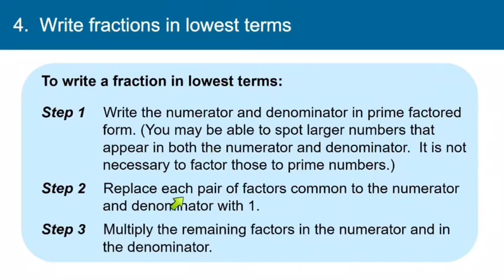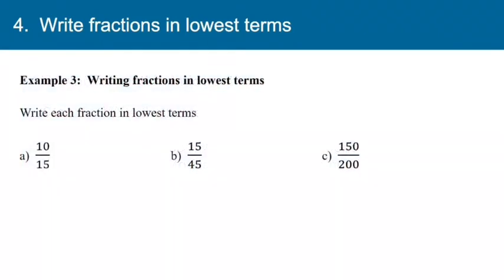Step 2, replace each pair of factors common to the numerator and the denominator with 1. In other words, let those like factors that are in the top and the bottom cancel out. Remember, it has to be a top and a bottom factor. You can't have 2 3's in the top and have them cancel out, or 2 3's in the bottom. It has to be a top and a bottom. And then multiply the remaining factors in the numerator back together and multiply the remaining factors in the denominator back together. Let's practice a little bit.